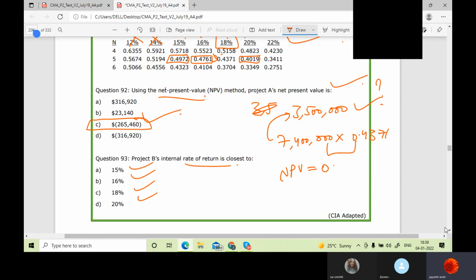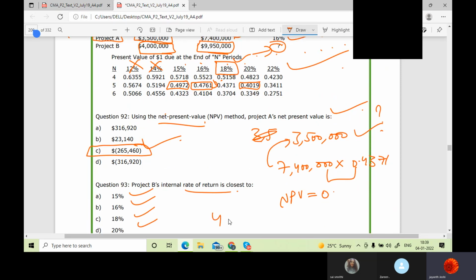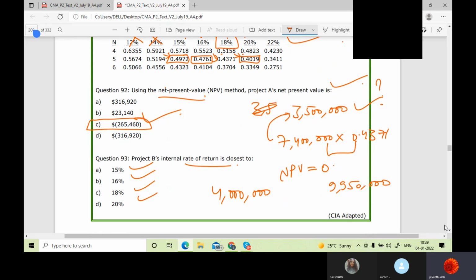What I'm saying to do is your investment, your outflow is 40 lakhs. Inflow is 99,50,000. You just discount this 99,50,000 with 20% rate and with 15% rate once. That means into 0.4019 and tell me what you're getting. And also the same number you should take and discount with 15%. So whatever you're getting here, you subtract this with this. If you are getting the value very near to zero or exactly zero, that rate would be your IRR. Can you try this? Please tell me.